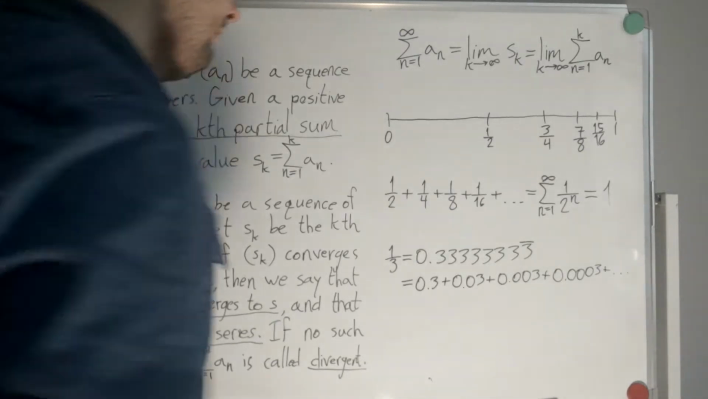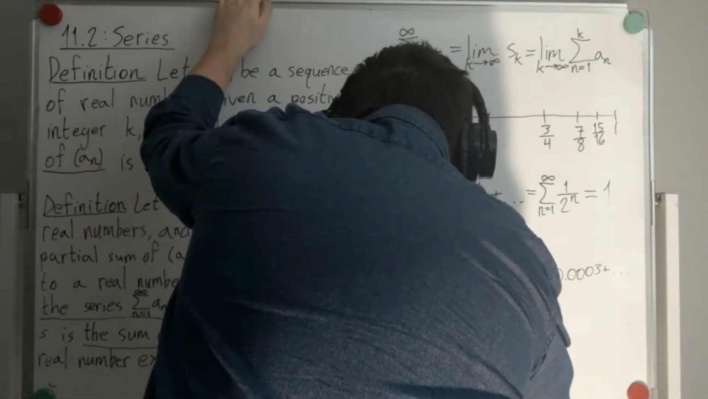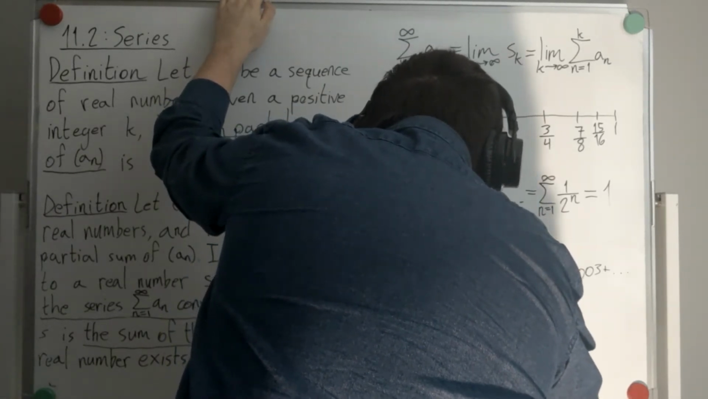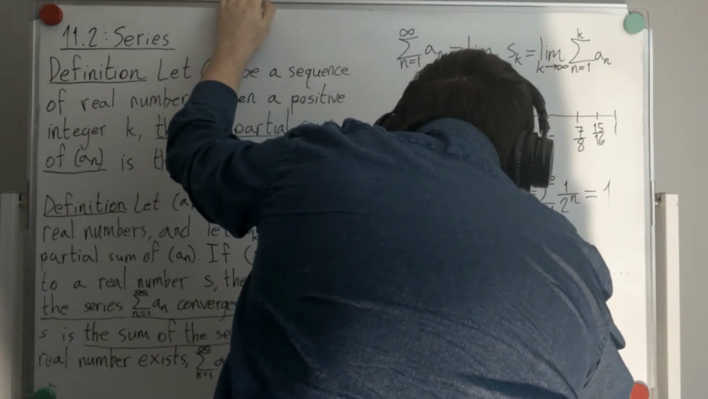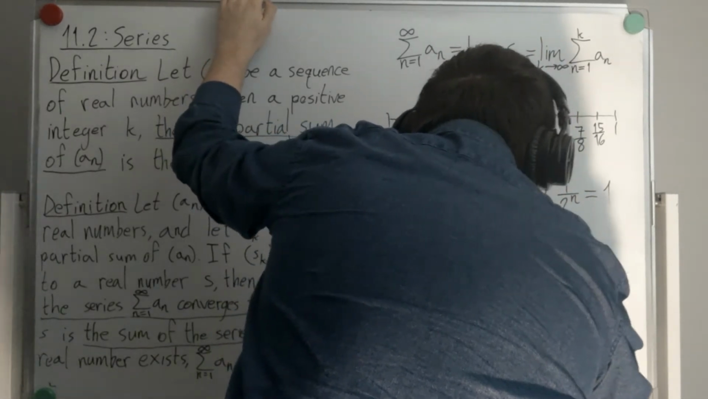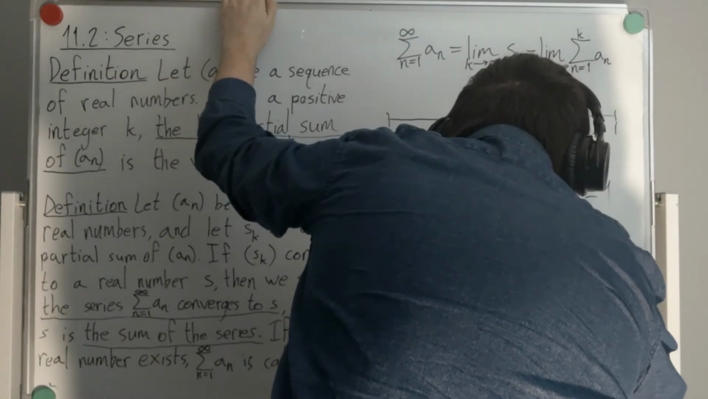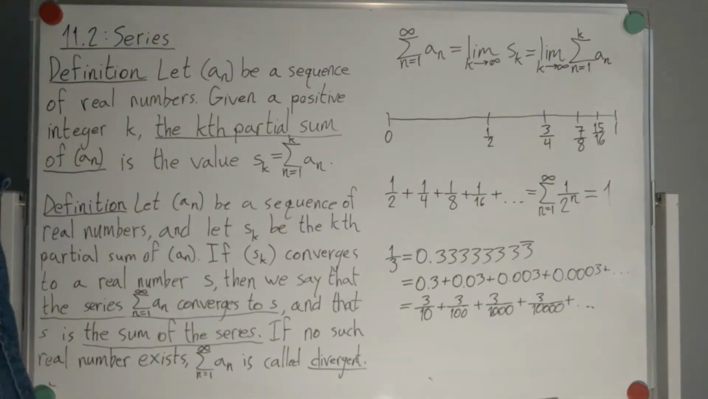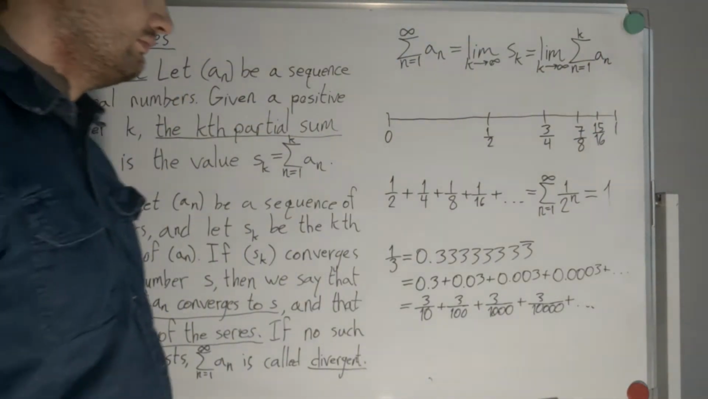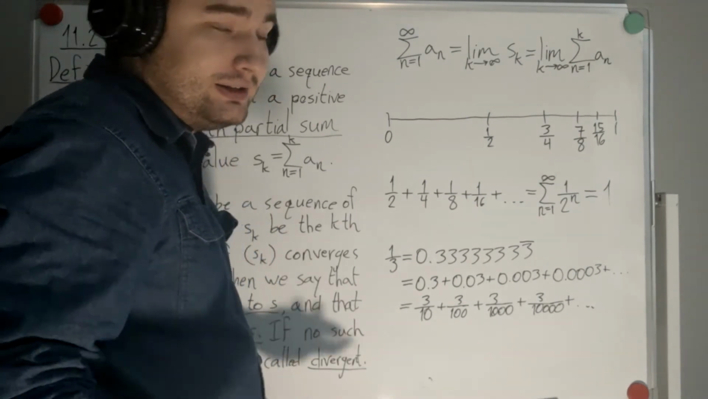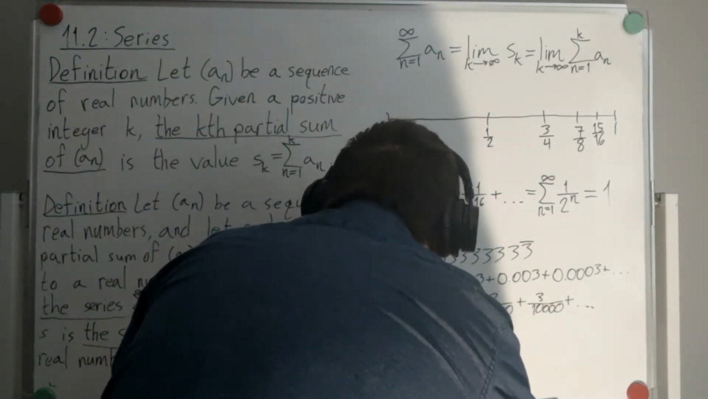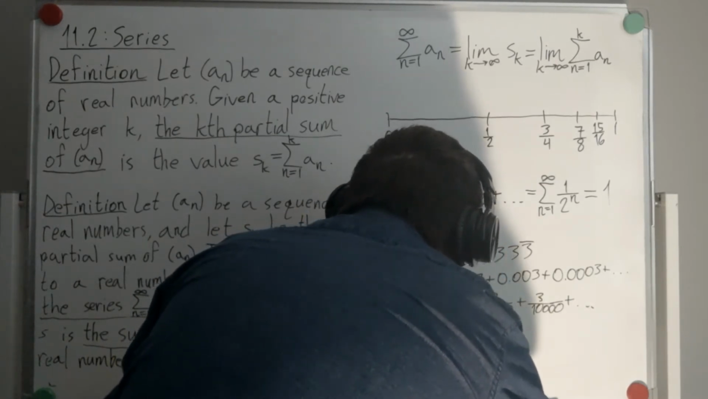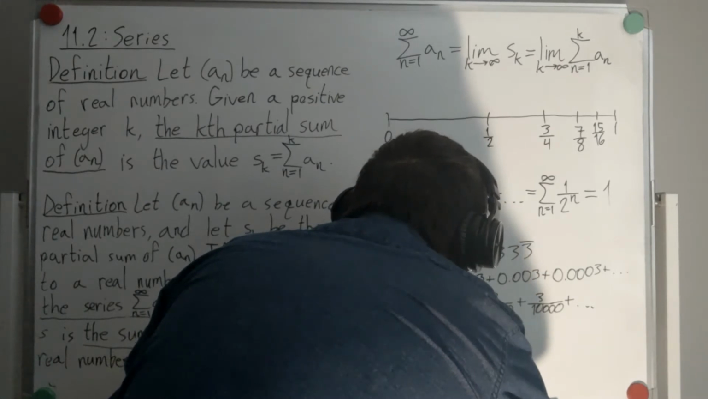And by the way, that means 3/10 plus 3/100 plus 3/1000 plus 3/10,000 and so on. Okay? And this is exactly what we mean by the infinite series sum from n equals 1 to infinity of 3 times 1/10 to the nth power.